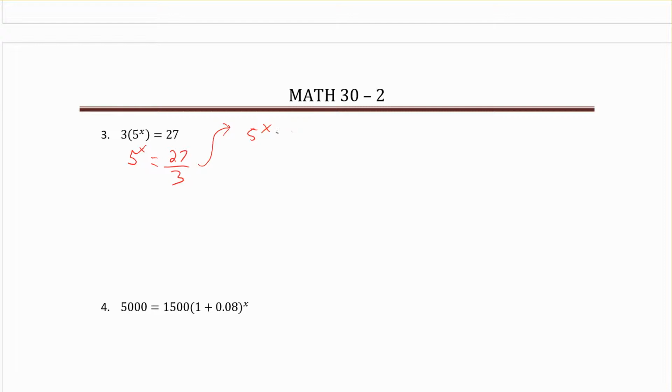5 to the power of x is equal to 9. So now we can do our thing. Now we can just take the log of both sides. So this just ends up being x times log 5 is equal to log 9. So x is just equal to log 9 divided by log 5. And I'll let you guys put that in your calculators.